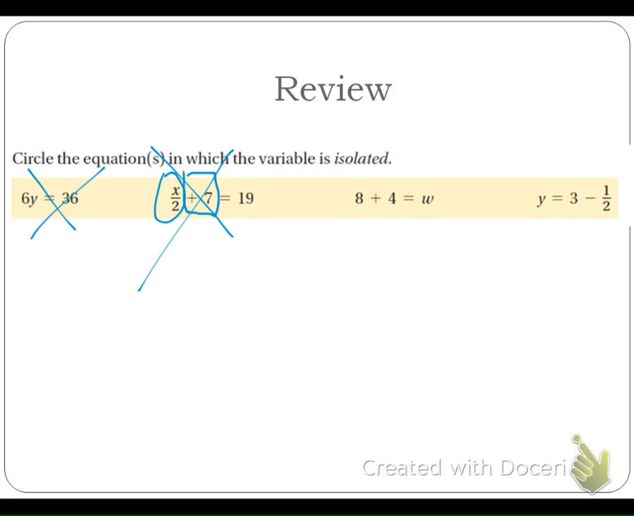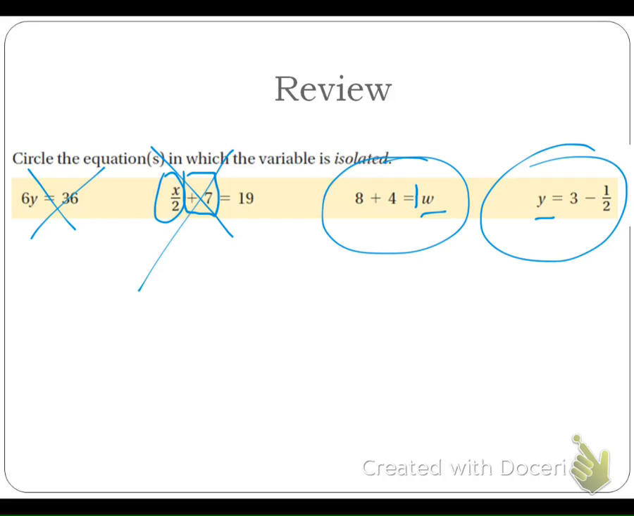In the third example, you have x plus 4 is equal to w. Notice that w is all by itself. It may have a coefficient, but it's 1, which is okay. This means this equation is isolated. In the last example, you have y is equal to 3 minus 1/2. Y is on the left-hand side of the equation all by itself. So therefore, this equation is isolated.